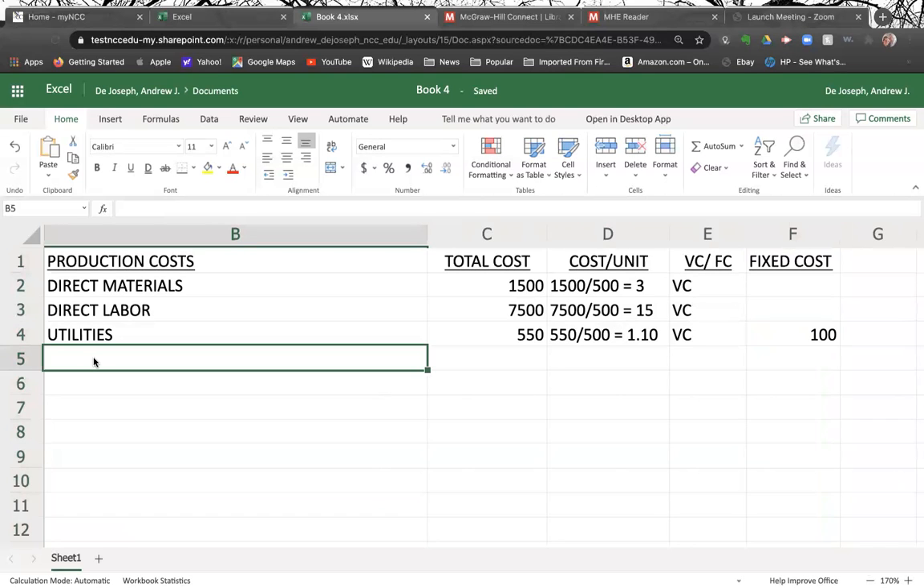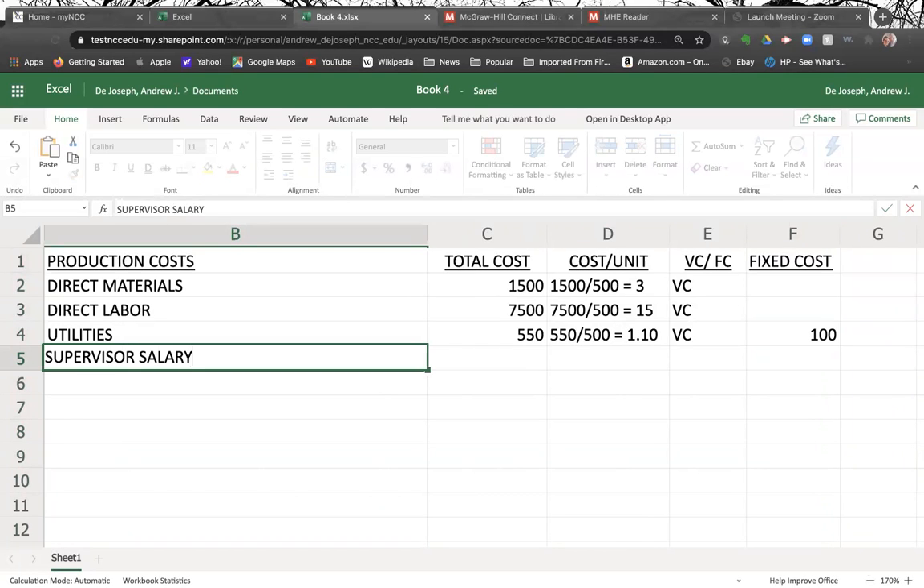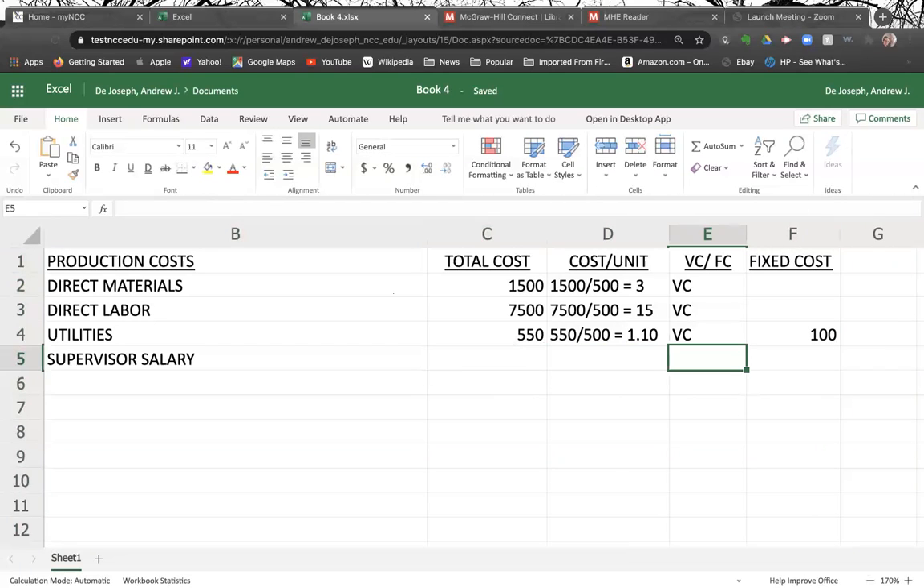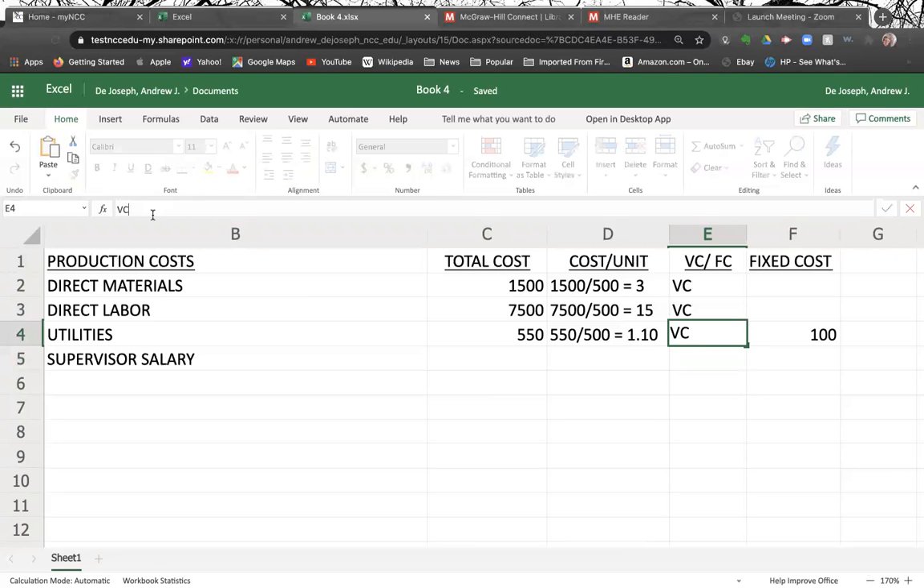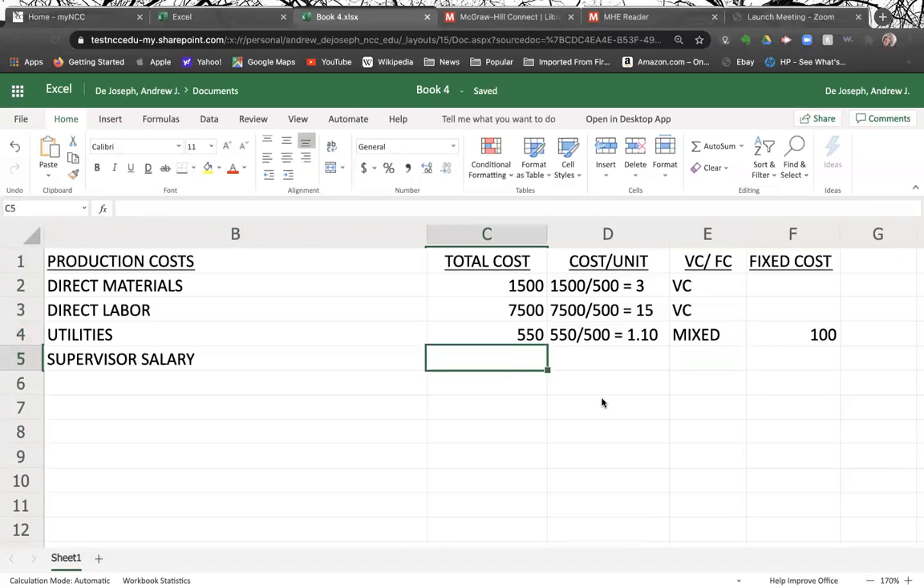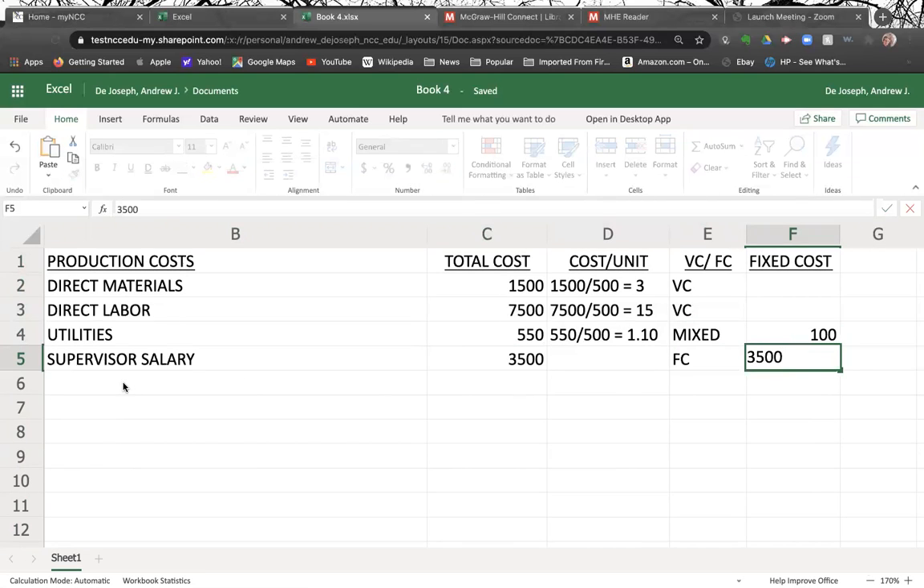What's next? Supervisor salary. Now, let's say here for this, just not to confuse the issue, this was both variable and fixed. Why don't we just say mixed? The supervisor's salary was $3,500. It's fixed. The whole $3,500 is fixed.